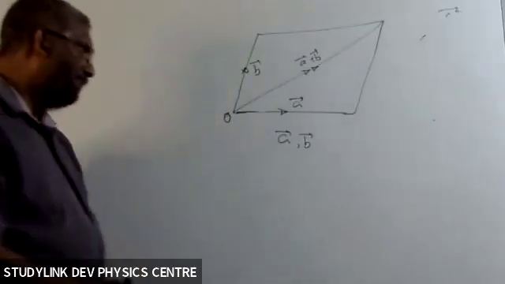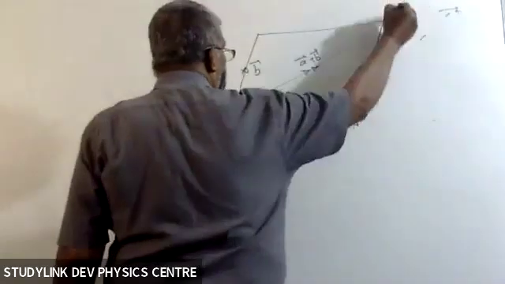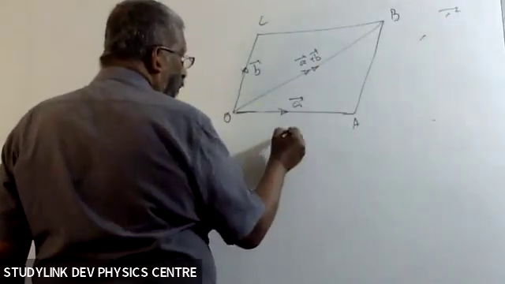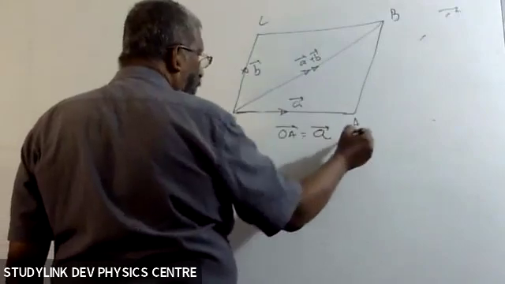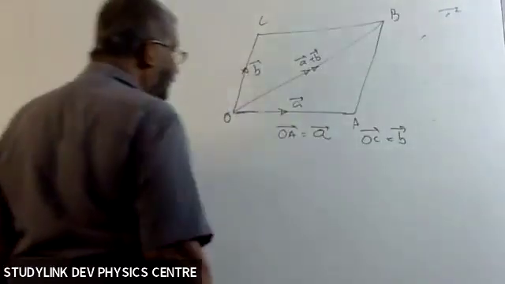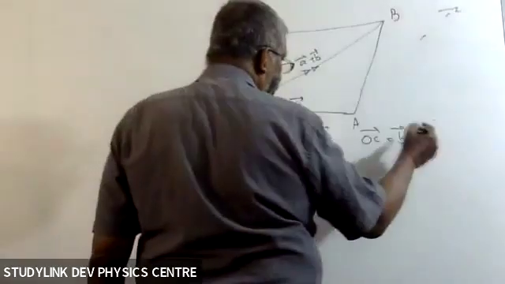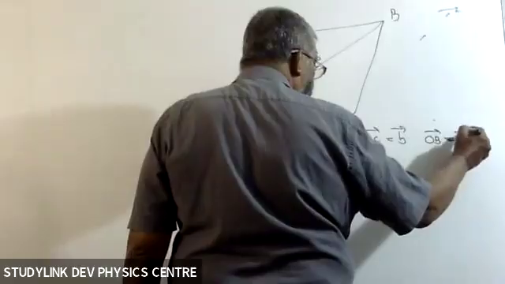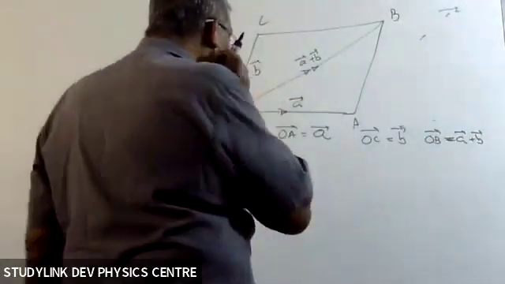We can prove this. We'll consider this is O, this is A, this is B, and this is C. So vector OA is simply A, vector OC is simply B, then vector OB is A plus B. How to prove it?